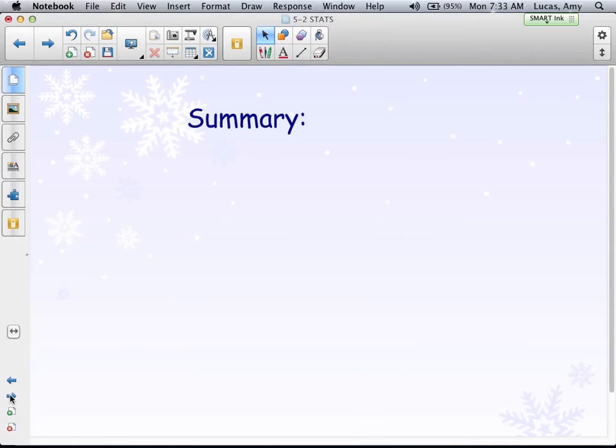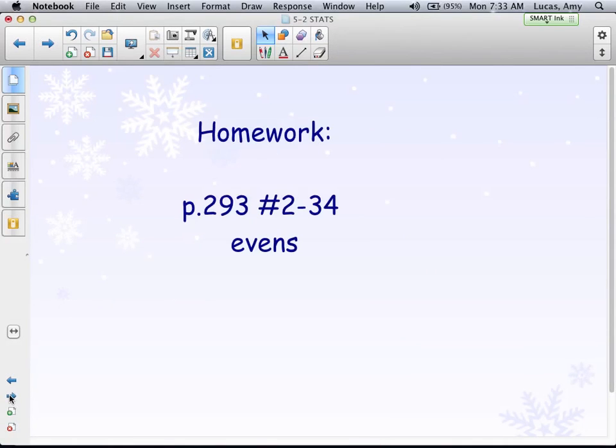It's time to write your summary, answering your essential question. And here are your homework problems. And notice that they are just the evens today. Take your time, and pay attention to whether or not you need to flip your inequality symbol around.